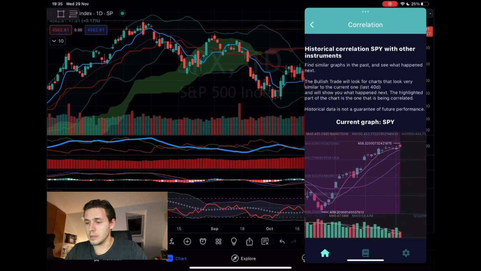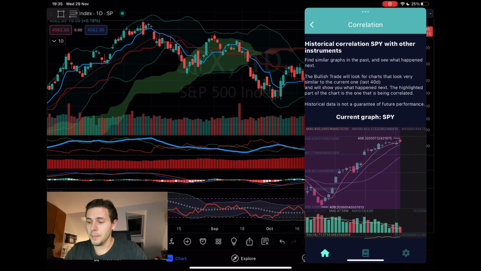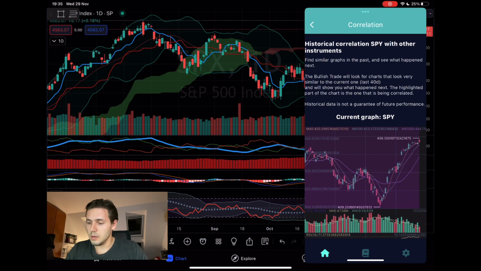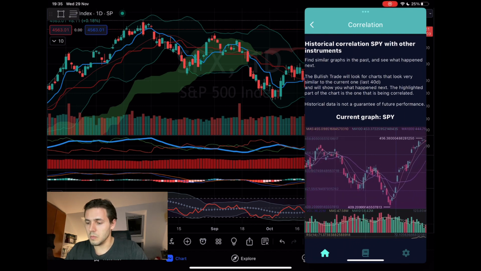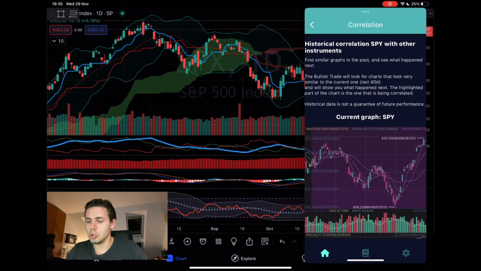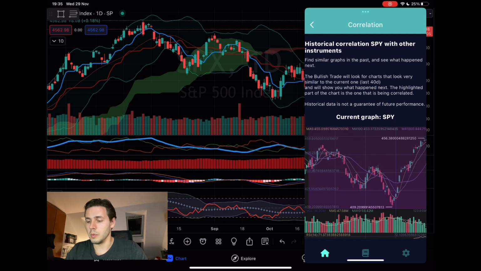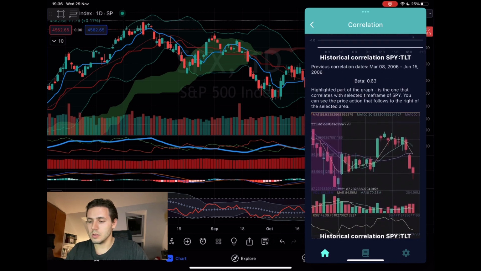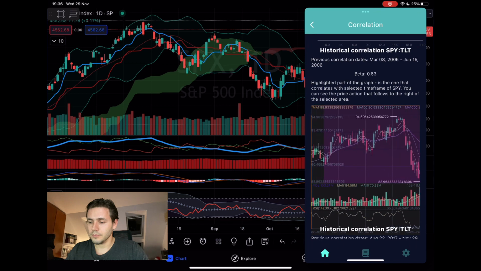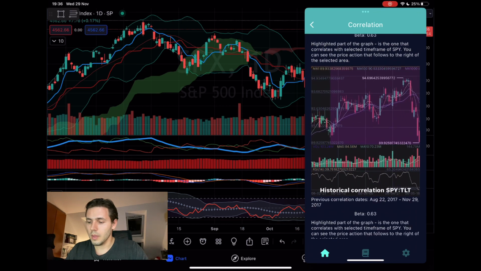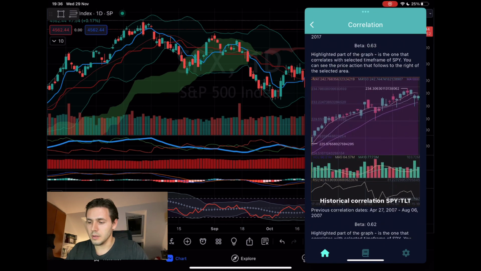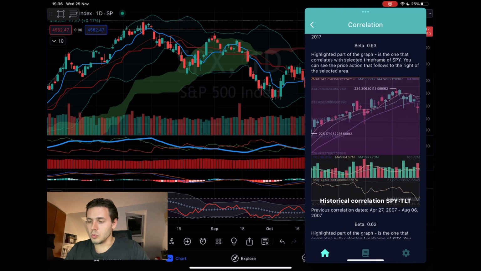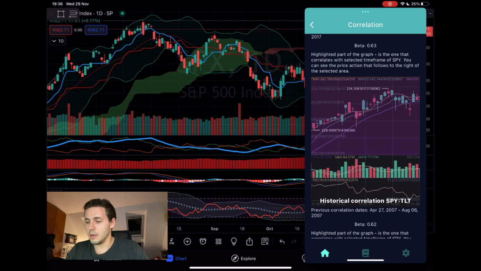So a little example here. This is SPY, and here you can see it's selected. You see this purple. It's selected which part of the graph we will be looking for in the past, and then you can see some results, approximate, and it will show you what usually happened after.